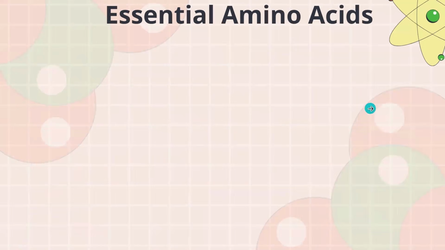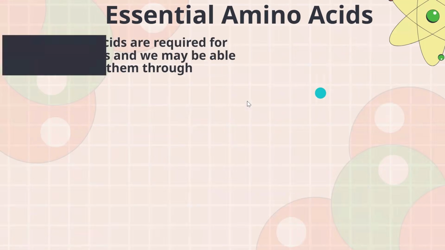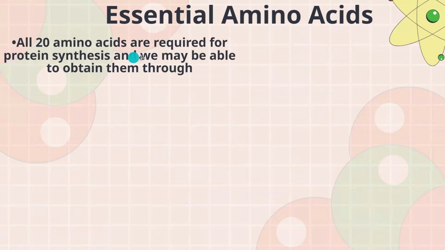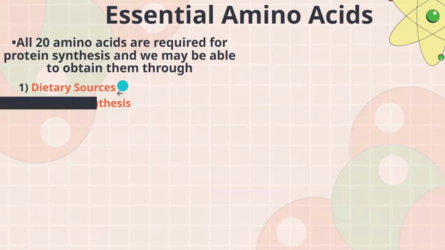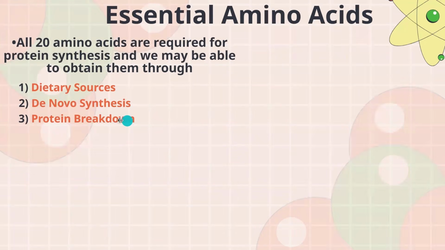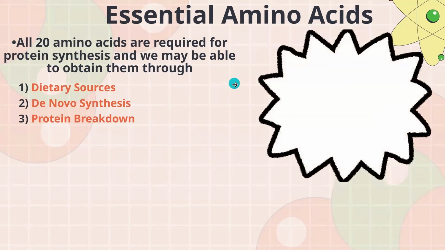So the essential amino acids, we've actually taken this in the first semester. Very easy. Basically, all 20 amino acids are required for protein synthesis, and we may be able to obtain them through, again, dietary sources, de novo synthesis, and protein breakdown. We already discussed this in the first lecture. Let's understand, however, essential amino acids. From these 20 amino acids, some essential amino acids cannot be synthesized in adequate amounts or at all, and therefore, we must obtain them from the diet, right?